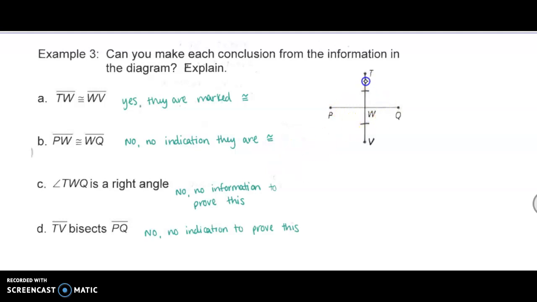TWQ is a right angle. It might look like it's 90 degrees, but you can't assume it. You would need to be given that little square, or it should say somewhere that it's 90 degrees, or tell you somewhere that it's a right angle. And again, same thing with D. There's no indication that TV is a bisector of PQ, meaning that it splits it in half.